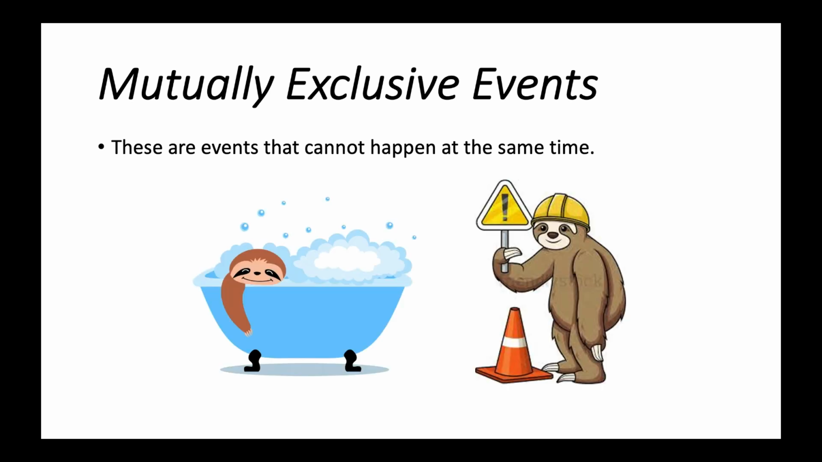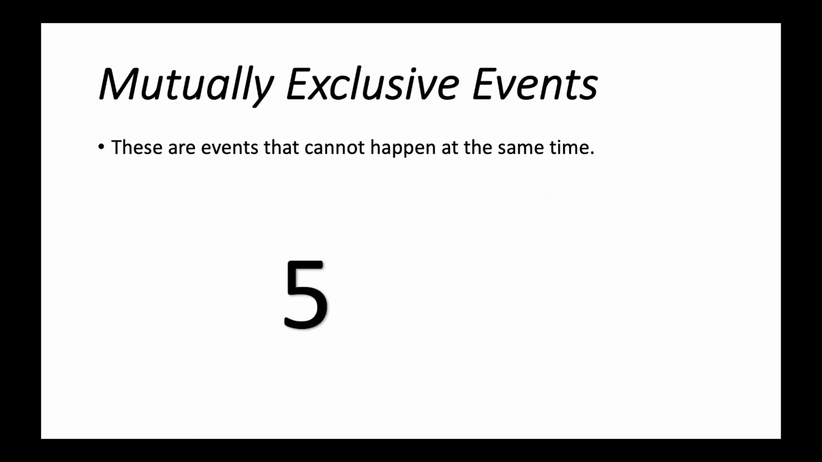So for example, you cannot take a bath and at the same time do some construction works. You cannot dip in your bathtub while doing some construction works. It would be very embarrassing if you're going to do that, right? Or you cannot choose a one digit number at the same time get a two digit number. It's just that you have to get a one digit number or you have to get a two digit number.